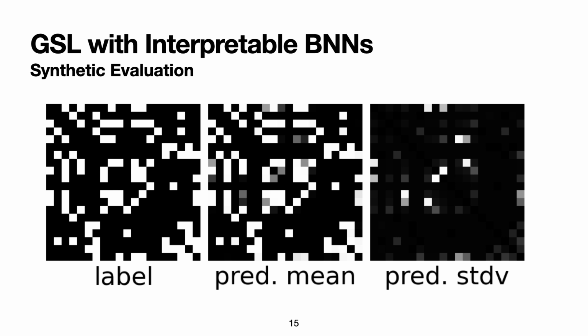On the left is the label. This is the true label of the unweighted graph. In the middle is the predictive mean. This is our estimate of the expectation of the posterior predictive. And on the right is the predictive standard deviation, or our estimate of the expected standard deviation of the posterior predictive.